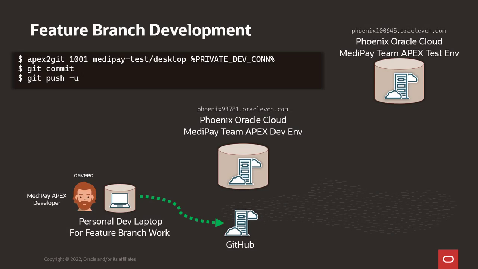David exports the changes he's made using Apex to Git, then copies them to his local Git repo on his file system. He does git commit to commit the transaction, and git push with the -u for upstream flag to push the branch up into the GitHub server.